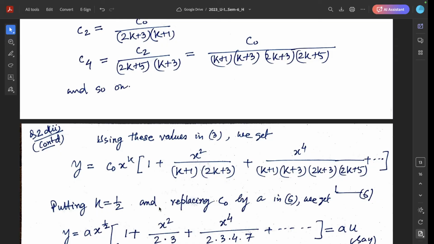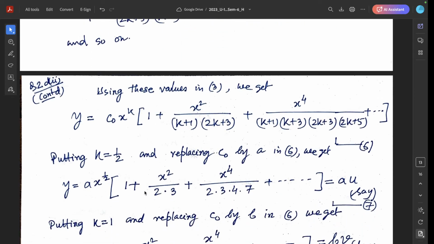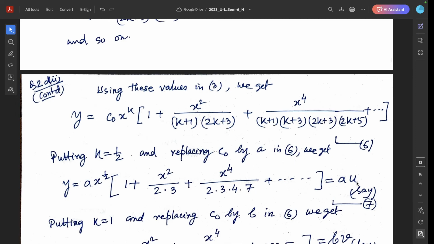Next, putting k equal to half and replacing C0 by a in 6, we get y equal to a x to the power half [1 + x² by 2·3 + x⁴ by 2·3·4·7 + ...], which is equal to a into u. So this x to the power half into this bracket equal to u.